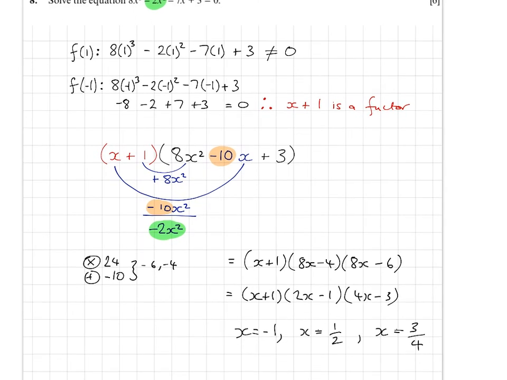Then this fella here, you need to factorise that. So I did 8 times plus 3 to get 24, and I knew they should have added to minus 10, so that pair of numbers is minus 6 and minus 4. And then putting that into 3 brackets, cancelling down where I can, and finding my values. X equals minus 1, x equals a half, and x equals 3/4.